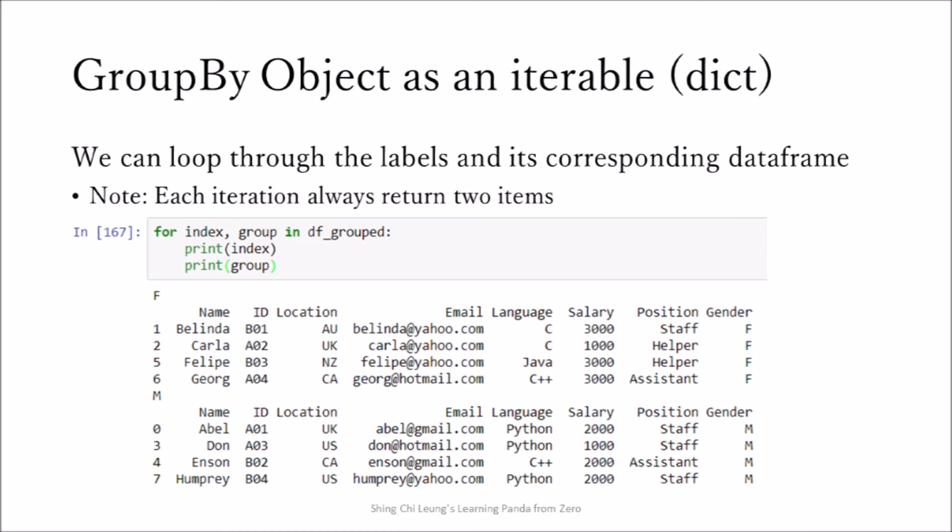To look through the iterable, we need two variables to store the data. Here I use index and group as examples, but feel free to take any variable names. An example shown here, in the first loop, Pandas returned the subset for the female staff in the original data frame, and the corresponding entries as well. In the second loop, the part for male staff is returned.